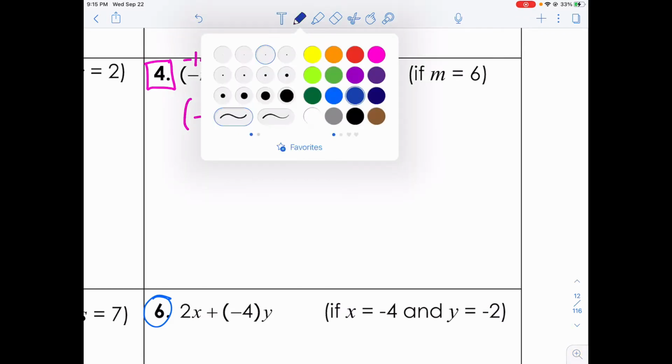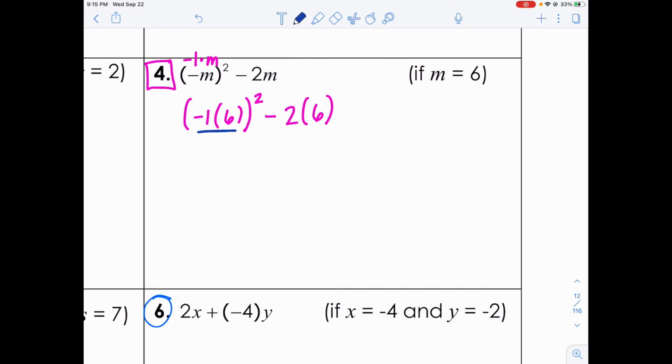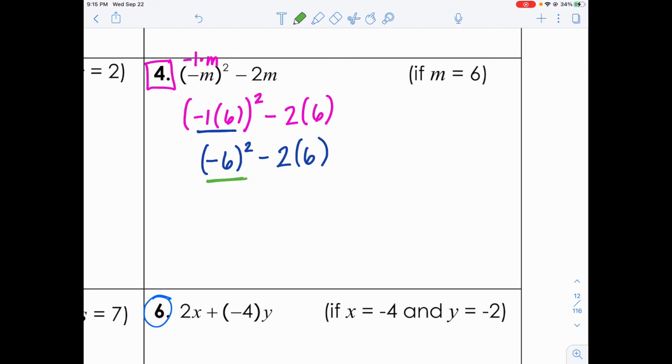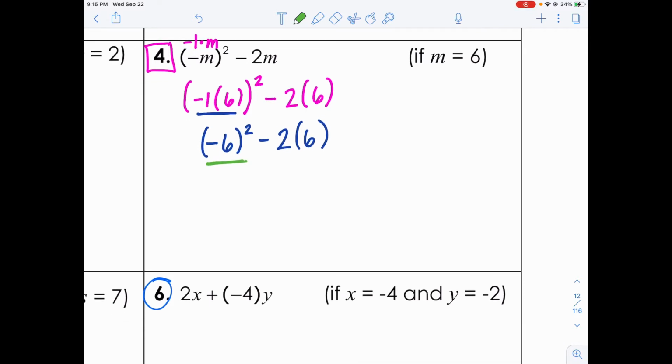So, order of operations for this one tells me I need to do what's inside of this parentheses first. A negative 1 times a positive 6 is a negative 6. And that's still in a parentheses, and I need to square it, bringing down everything I haven't used yet. Now, order of operations tells me I need to do my exponents first. Negative 6 squared, remember if you're punching this into your calculator, you need to make sure you're putting it inside of a parentheses. This is a negative 6 times a negative 6. And a negative 6 times a negative 6 is a positive 36.